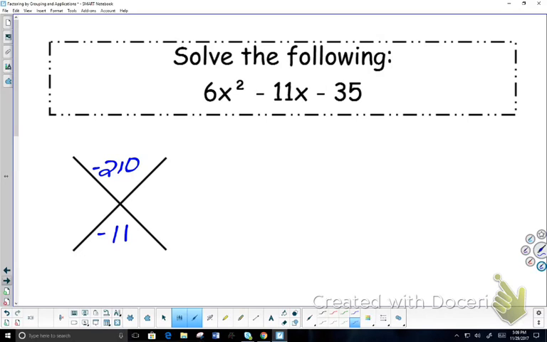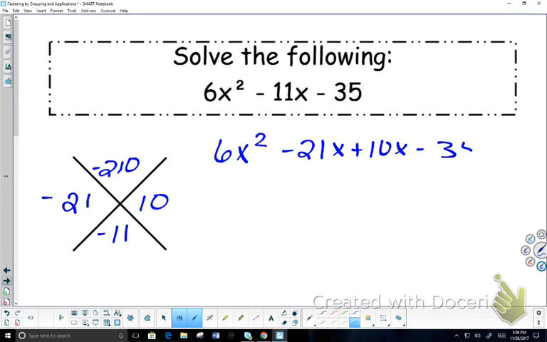So looking at that, I think 21 and 10. Let 21 be negative. Negative 21 times 10 is negative 210. Negative 21 plus 10 gives you negative 11. So I got 6x squared minus 21x plus 10x minus 35.